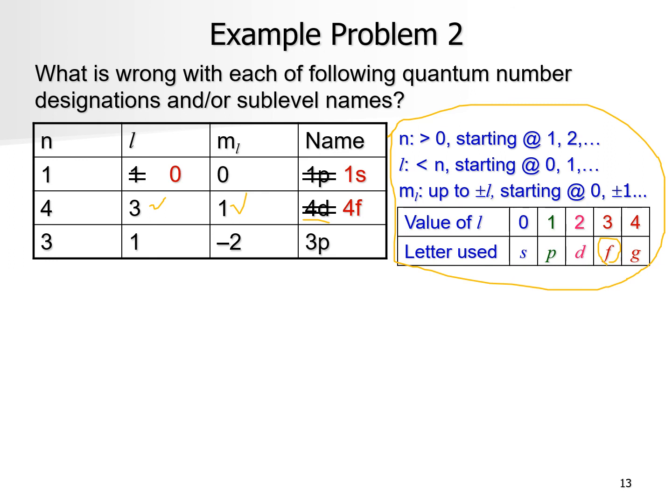The last row, n equals 3, l equals 1. That's good, right? Because as long as we have l that's less than n, that's good. But we see something wrong with -2 for m sub l, because m sub l can never go beyond -1 to +1. So with l equals 1, m sub l can have only one of these three values: 0, +1, -1.